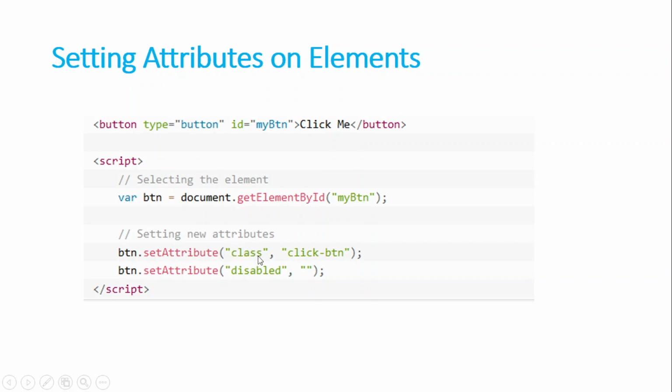The first value is the attribute that we want to apply on this element. In my case, it is adding the class attribute. And after that, we are specifying the value for that attribute. So the value for this class attribute will be click-btn. So it will apply the class attribute with the value of this click-btn class. Similarly, we can specify other attributes like this one, disabled, and then we are specifying the value to be empty, so we are not specifying any value to this attribute.